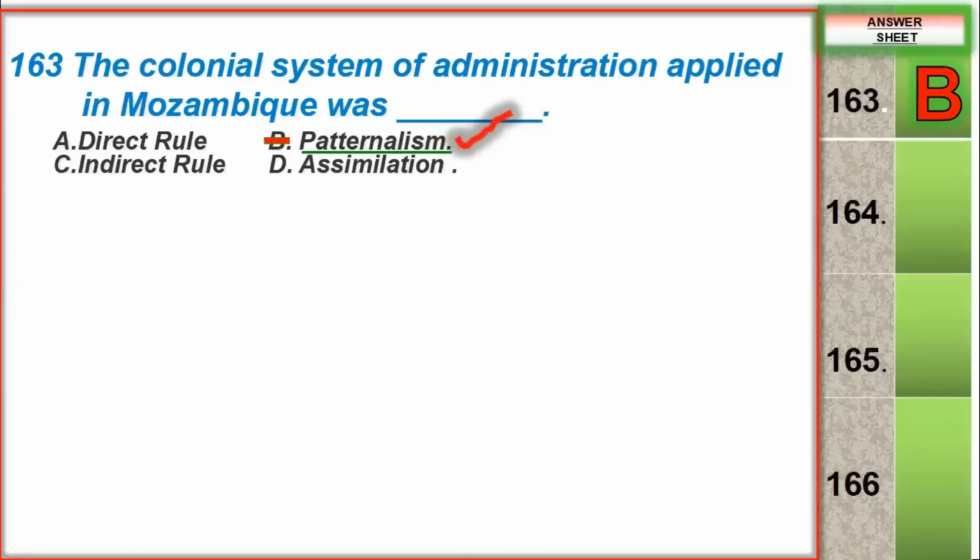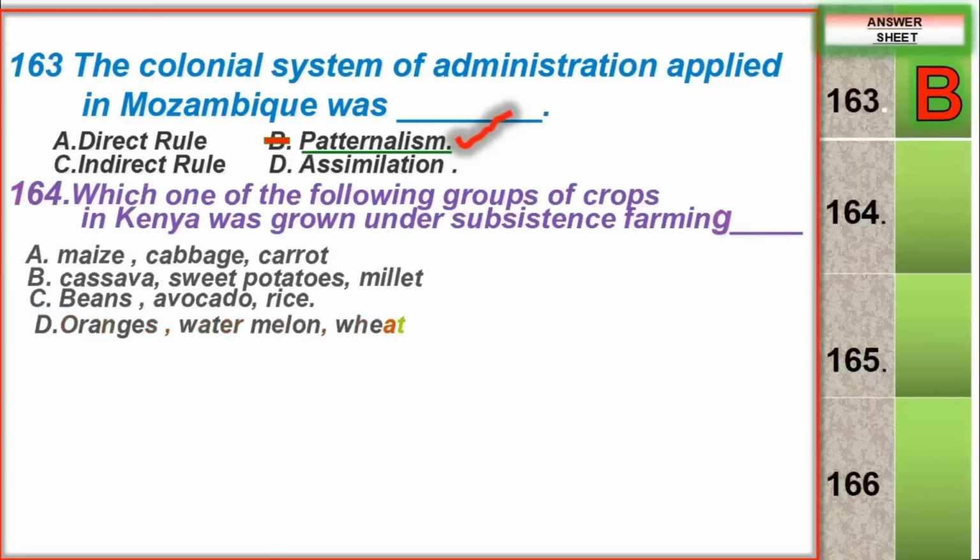Question 164. Which one of the following groups of crops in Kenya was grown under subsistence farming? Talk about those indigenous crops we had. Maize was brought by the Portuguese. The only indigenous crops here, the correct answer, should be cassava, sweet potatoes, and millet.